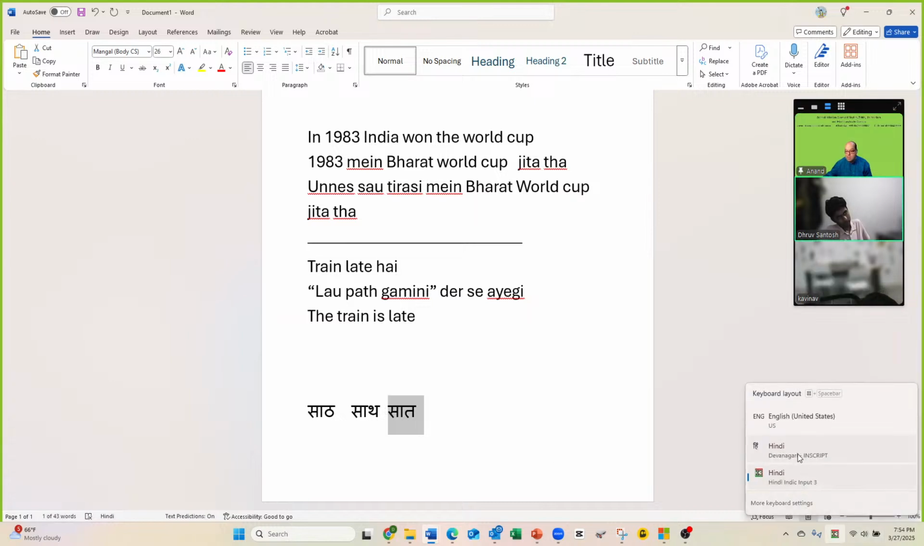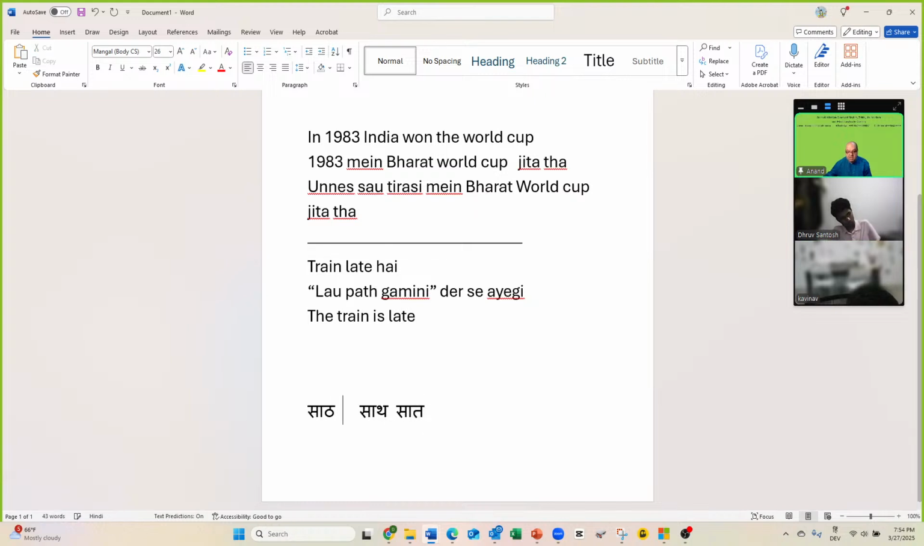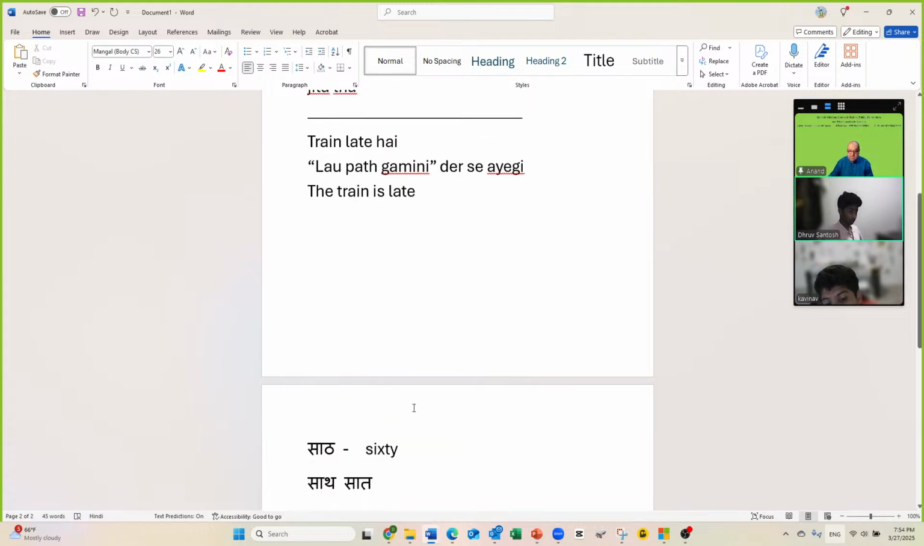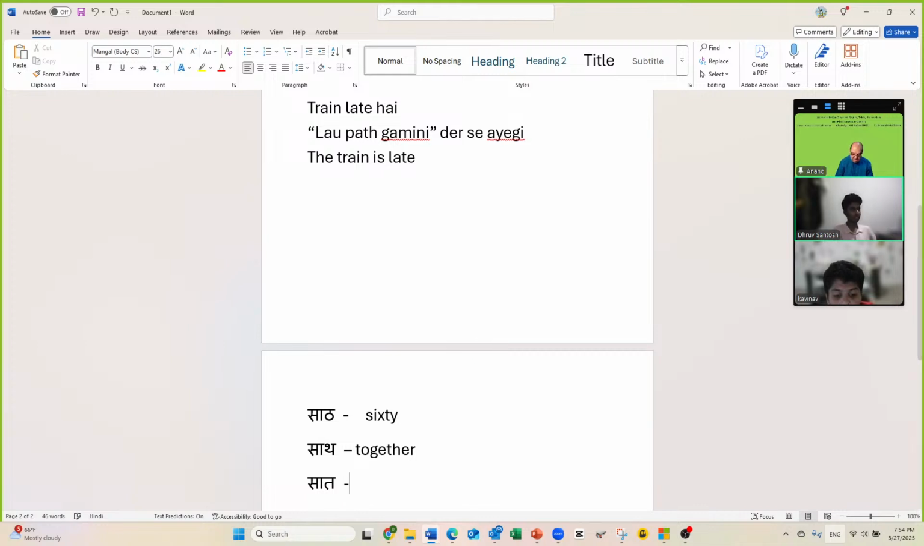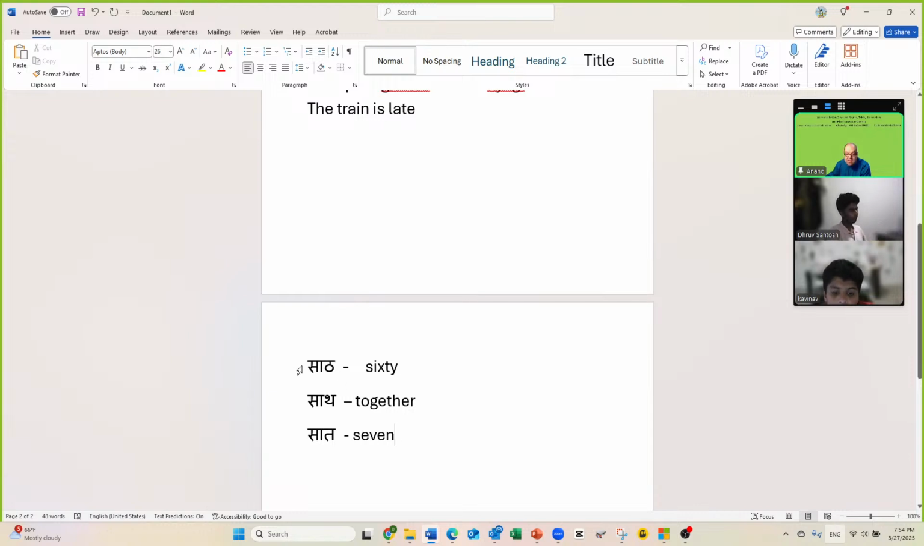Now, this first saath is 60. The second saath is together. And the third, sath, is seven. So let's repeat this again. Saath, sath, saath, sath, सात.